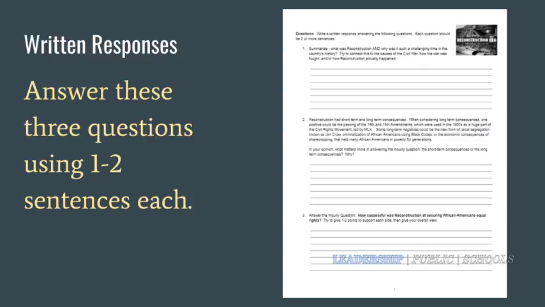Question number 3. Answer the inquiry question. How successful was Reconstruction at securing African Americans equal rights? Try to give 1 to 2 points to support each side, and then give your overall view. One suggestion is to go back to the beginning of this exercise and to see your initial response to the inquiry question and to think about how it may have changed since you listened to the lecture information on the previous slides.